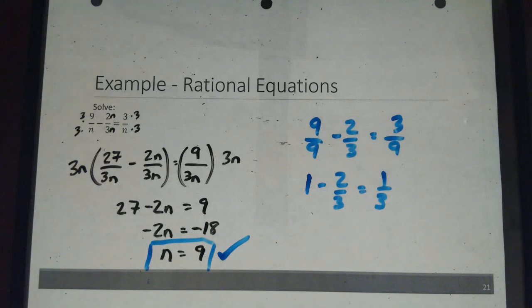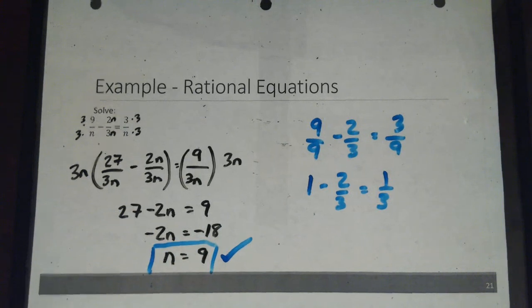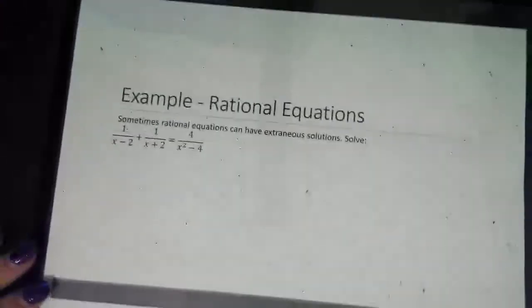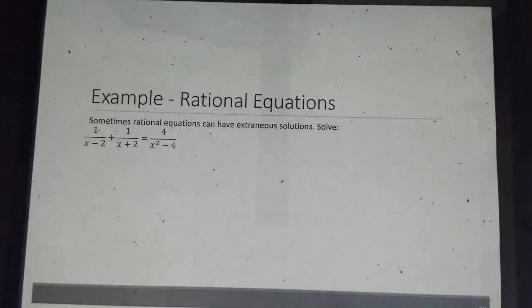Okay, so we've worked all this up to say we have to check our answer, but all of our answers have worked. Is there a time when our answer doesn't work? Of course there is. So we're looking at 1 over x minus 2 plus 1 over x plus 2 equals 4 over x squared minus 4.